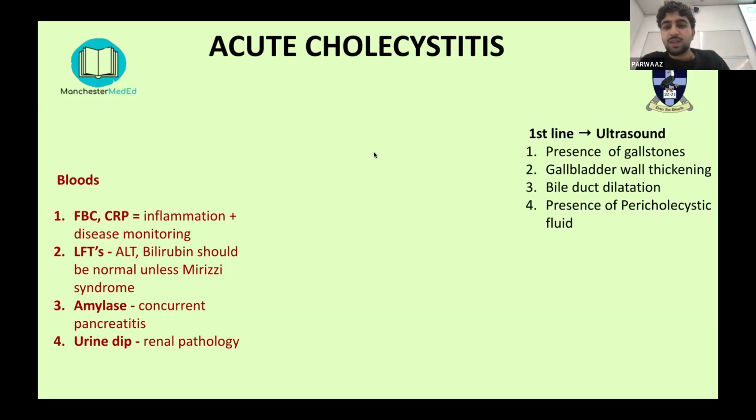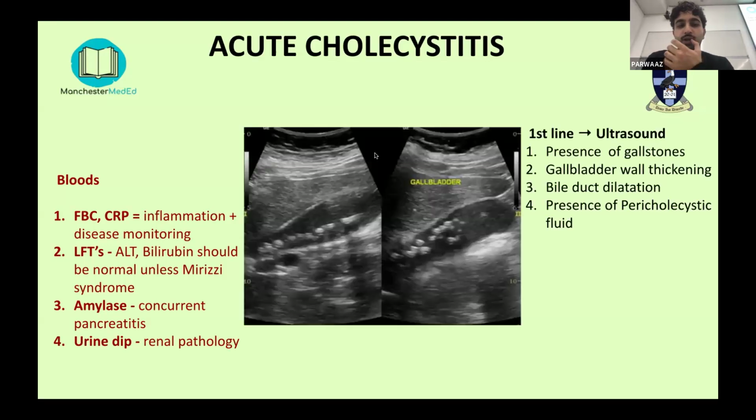Main things to do investigation-wise. Again, with any general surgery condition, as I said, FBC, CRP, LFTs. ALT will normally be a bit raised, but bilirubin will normally be normal unless they have Mirizzi syndrome, which I won't go into, but very basically, it's essentially extrinsic compression of the common bile duct from the cystic duct, but it's quite niche.